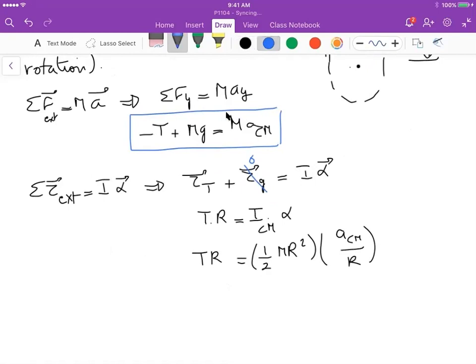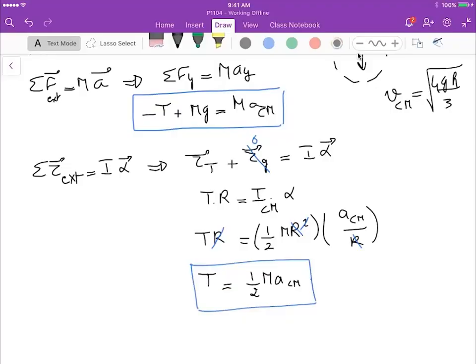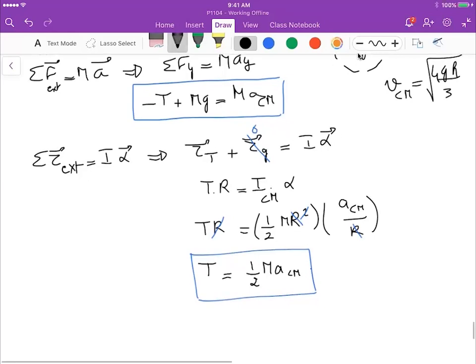Then we do some simplification and cancel some of the parameters. So we end up with R here, the R from here disappears, also the R from here and the R from here. And so we end up with T equals 1/2 times M multiplied by A of the center of mass. So this gives us another equation from Newton's second law for rotation. So we have two equations with two unknowns, tension and acceleration of the center of mass.